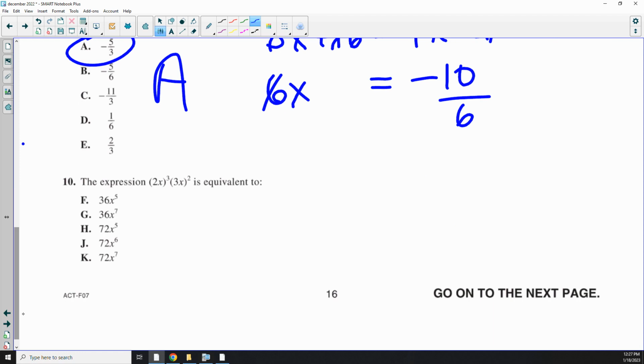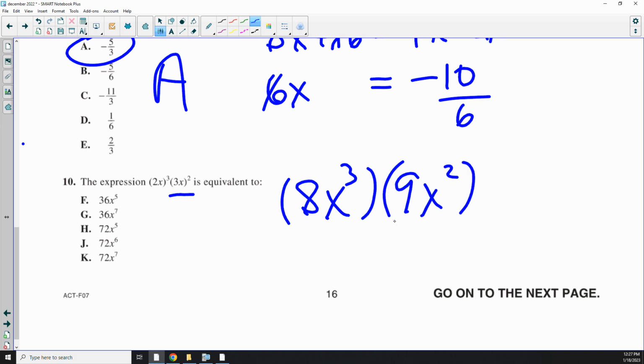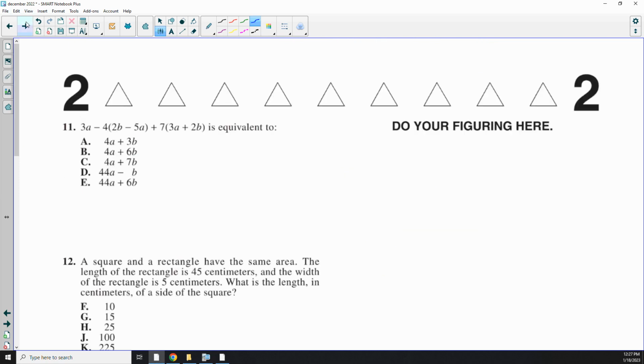Algebra. What's 2x cubed? It's 8x cubed. What's 3x squared? 9x squared. Now what's their product? 72x to the 5th. Answer H. Easy cheesy.